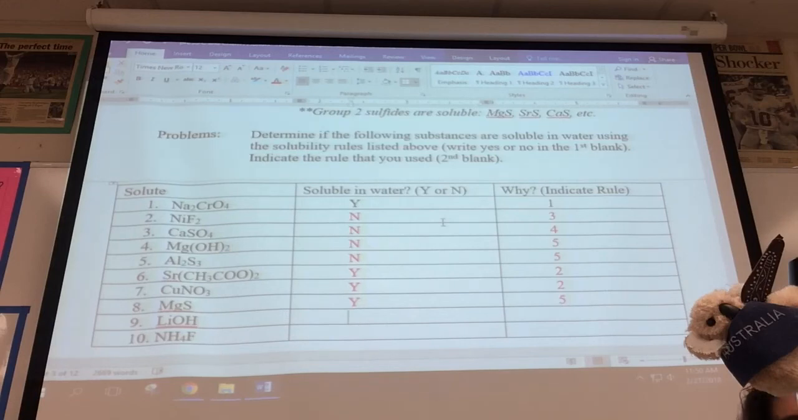Lithium hydroxide. Most hydroxides are not, except group 1 ammonium containing, as well as calcium, barium, and strontium. So this is a yes. This can be rule 1 or 5. You can pick whatever one you want. Don't list 2 rules unless you're sure of it. One rule is sufficient. Ammonium fluoride. That's a yes because any ammonium containing compound is water soluble. All right? And you'll get more practice with this concept in your classwork.